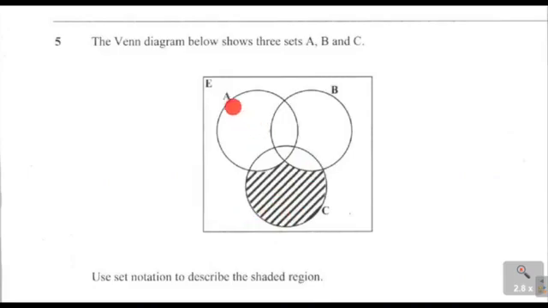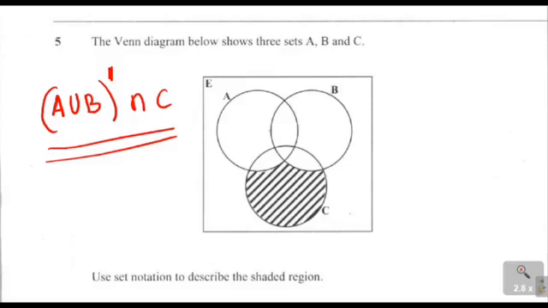So we can say that A and B, these two sets are not shaded, meaning that the elements were combined and they had to find the complement of these two sets. So that's why only set C was shaded. So in set notation, we are going to say A union B in brackets, then we put complement, A union B complement intersection C. So this is our answer. This is how we can write set C in set notation.